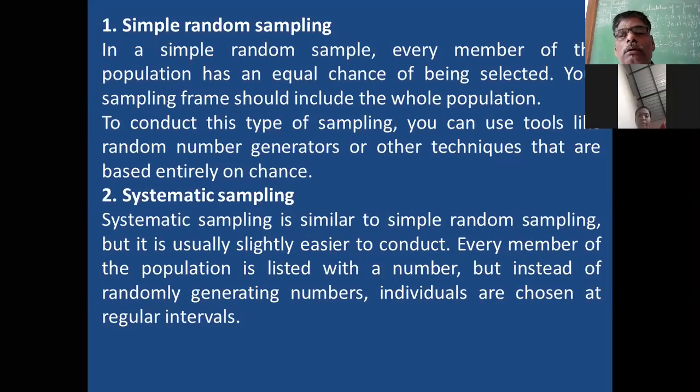Otherwise, you can select 5, roll number 5. 5 plus 8, 13. 13 plus 8, 21. 21 plus 8, 29. 29 plus 8, 37. Like this, you select the 10 required. This is called as systematic sampling.